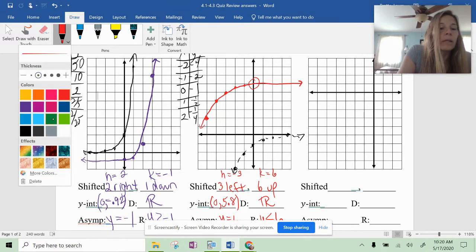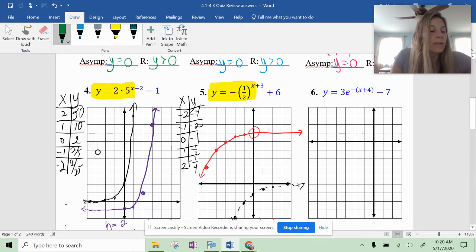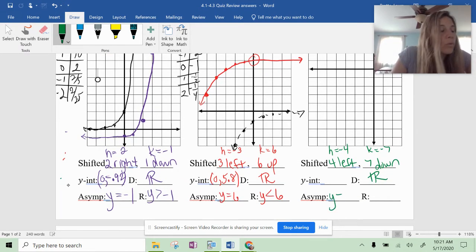All right, and then finally, let's do the third one here. So now this one is a continuous one. So right here, we're looking at our h value, because remember, this is the r here that's getting multiplied to this. So this is my h. So h is going to be negative 4, which means I'm going 4 left. My k value is negative 7, which means I'm going to go 7 down. Domain, all real numbers. Asymptote, y equals negative 7. And my range here is going to be y is greater than negative 7.